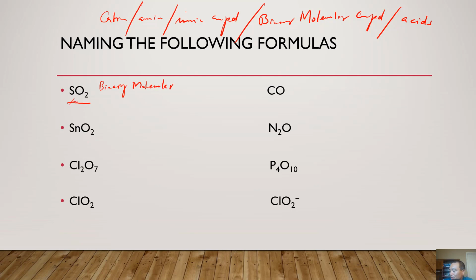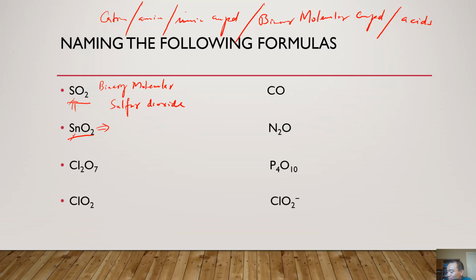So the first one is sulfur. It's 1 sulfur. We don't use mono as the first prefix. So this is sulfur dioxide. The second one looks so similar, but it's a totally different naming system. Why? Because the type of compound, which is where you should be starting, is different.